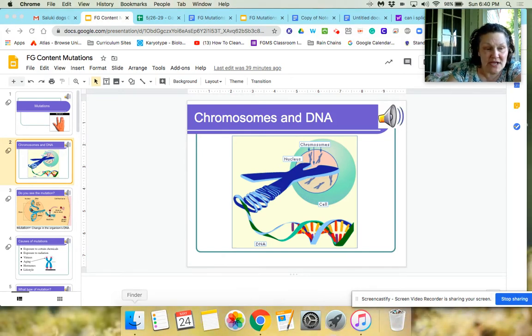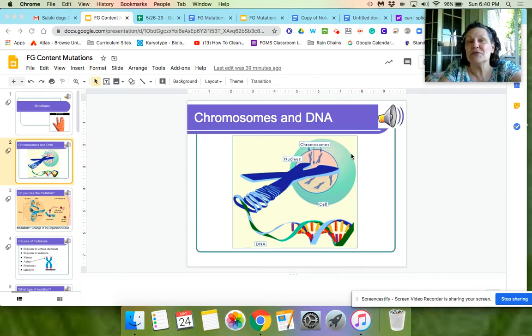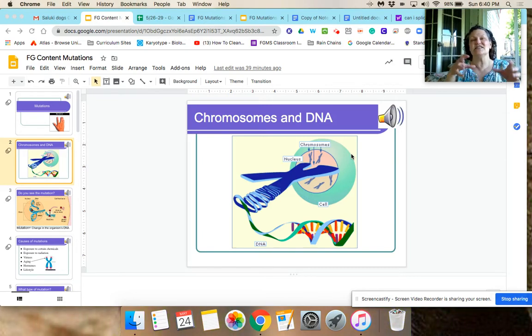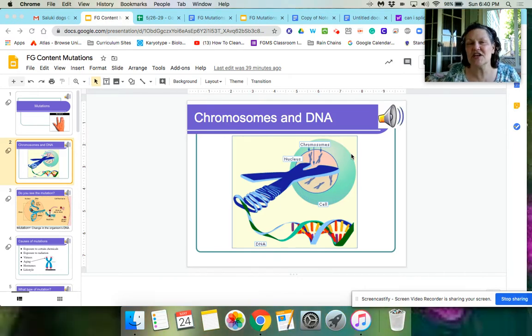So when we look at the DNA in a cell, remember the DNA is in the nucleus of all plants and all animals. The only exception of DNA not being in a nucleus is with a bacteria, and that's that it does not have a nucleus. It still has DNA. Remember, all living things have DNA. All living things have genetic materials.